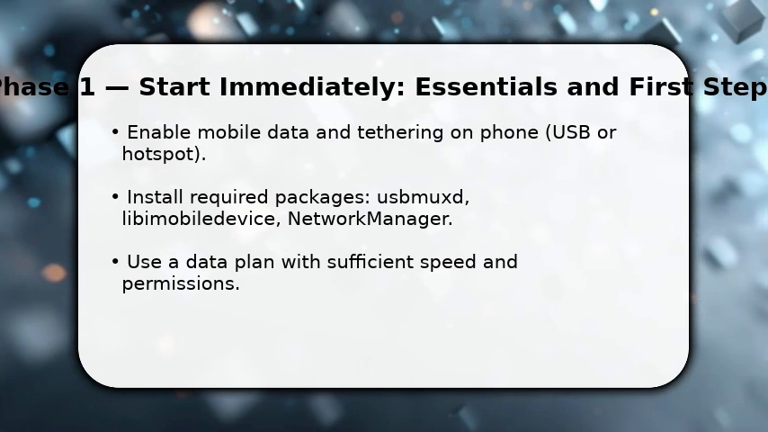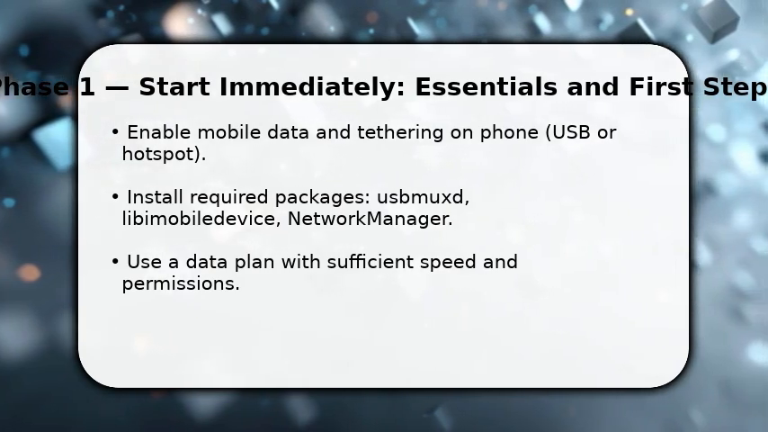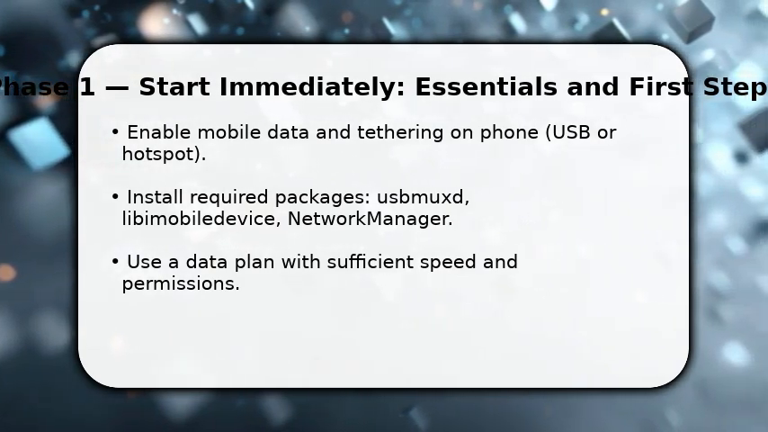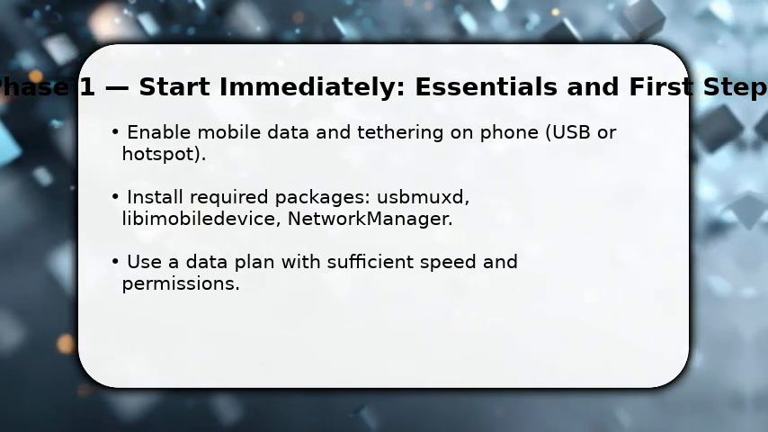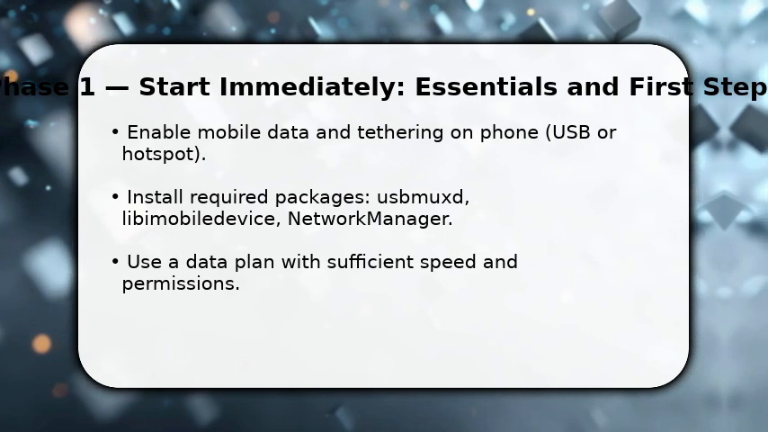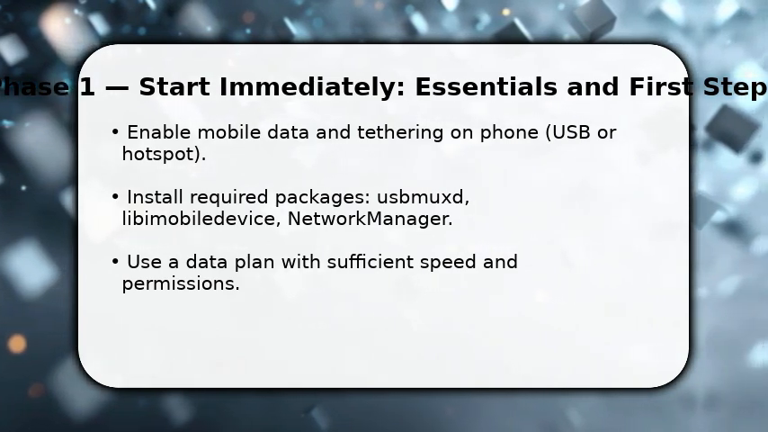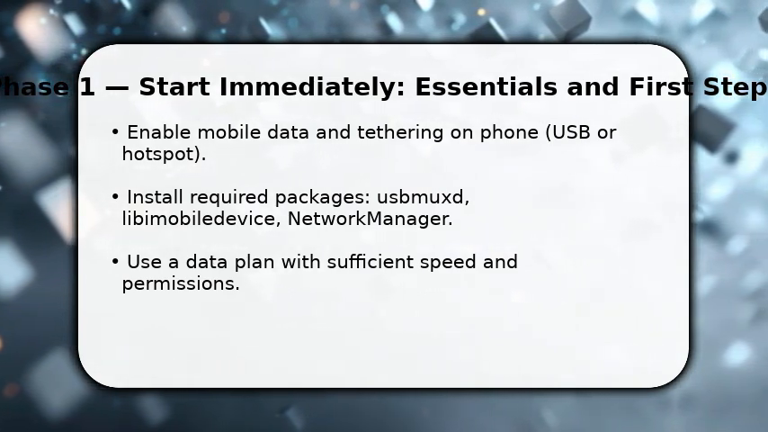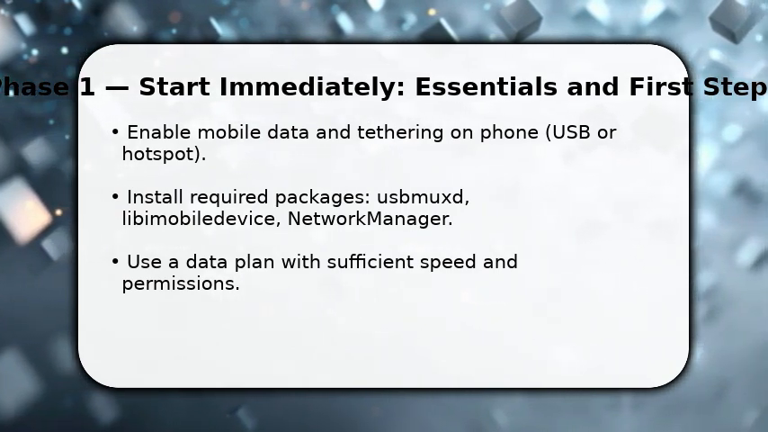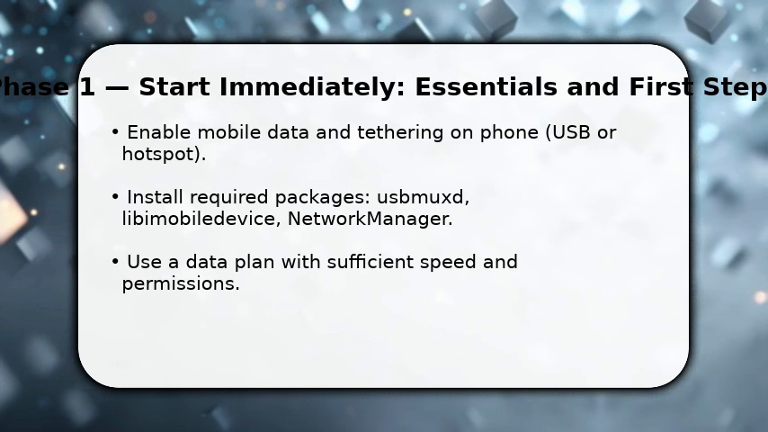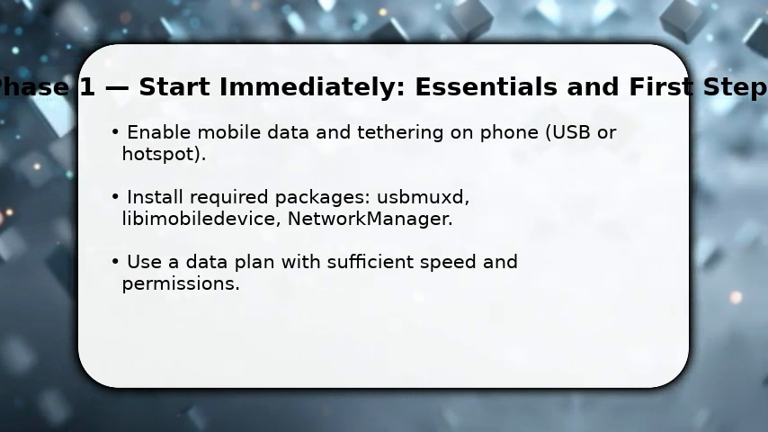You start by preparing both devices, enable mobile data, and pick USB tethering or Wi-Fi hotspot depending on reliability. Plug the phone in if using USB, because a direct connection removes wireless interference. Next, make sure Kali has usbmuxd and libimobiledevice installed so the kernel recognizes the device. NetworkManager must be running to manage interfaces.